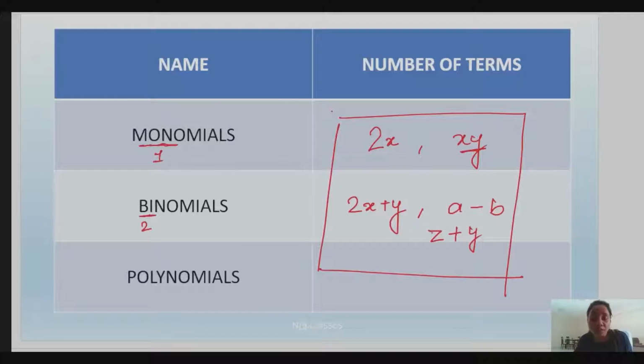So if someone asks, this 2x plus y plus z, is it a polynomial? Yes, it's a polynomial. At first, it's a polynomial, then it has its specific name according to the number of terms, that is 1, 2, 3. 3 terms are there, so it's a trinomial. So at first, any algebraic expression is a polynomial, and then according to the number of terms, we give it a name.